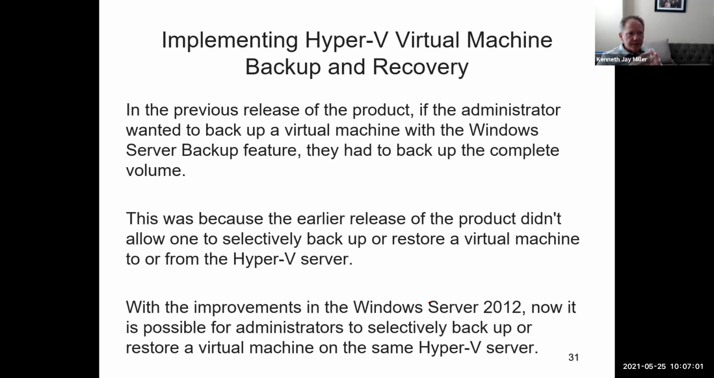So this was because the earlier versions of the product didn't allow one to selectively back up or restore a virtual machine to or from a Hyper-V server. So previously you could back up all the volume or none of it, right? Now, since Server 2012, it's possible for administrators to selectively back up or restore a virtual machine on the same Hyper-V server.